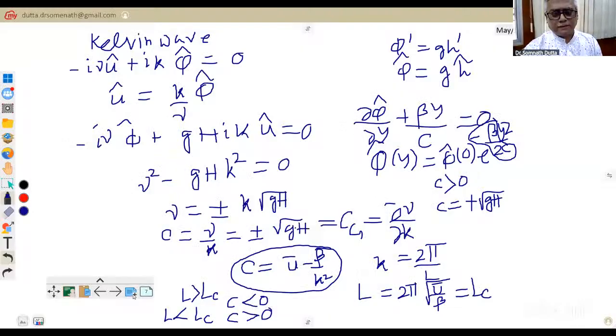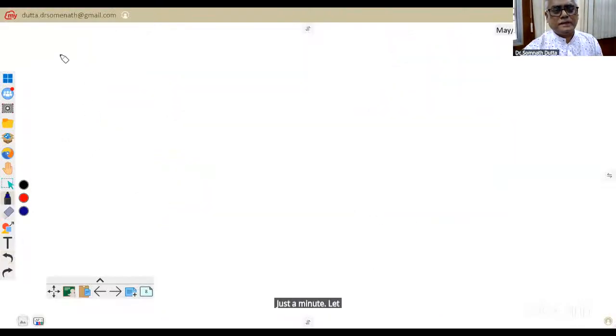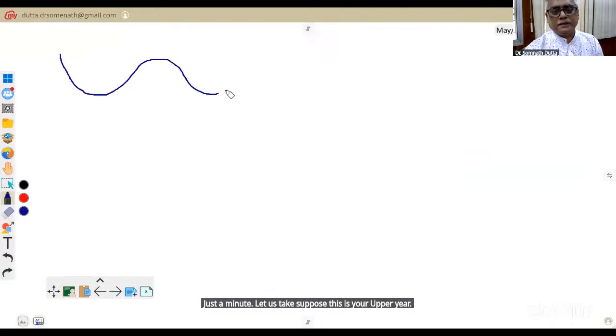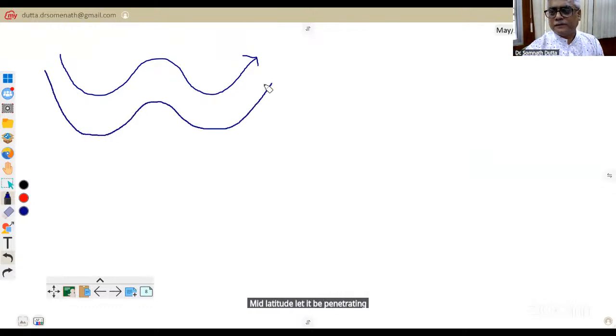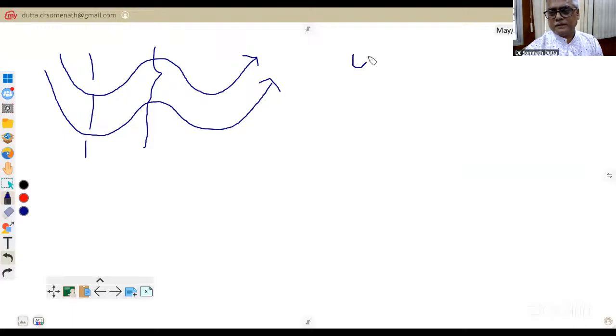Just a minute. Let us take, suppose this is your upper air mid-latitude Rossby waves. Penetrating, let it be penetrating. Okay. Trough, ridge, upper air, mid-latitude and lower level.